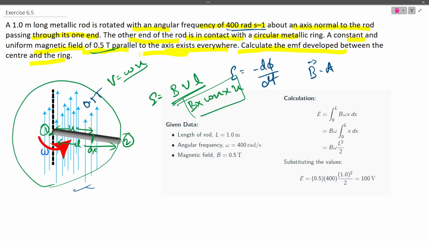Now we will have to integrate this expression from 0 to L for the entire length of the rod. So the total EMF would be equal to the integration of B omega x dx from 0 to L, where B is the magnetic field, omega x is the V part of this formula, and dx is the length of the small section of the rod. After this integration, we find that EMF equals B omega L square by 2. After substituting the values, we get the value of 100 volts. So this is the EMF developed between the center and the ring.